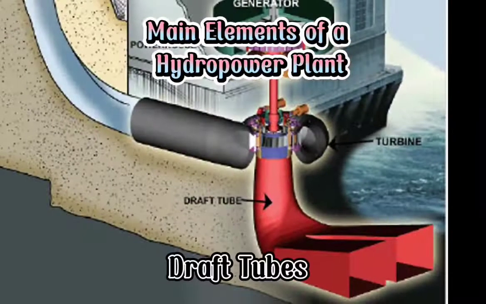Draft tubes. A draft tube is a conduit of appropriate diameter that is joined to the runner outlet and carries water from the well down to the tail race where it is discharged beneath the water surface.